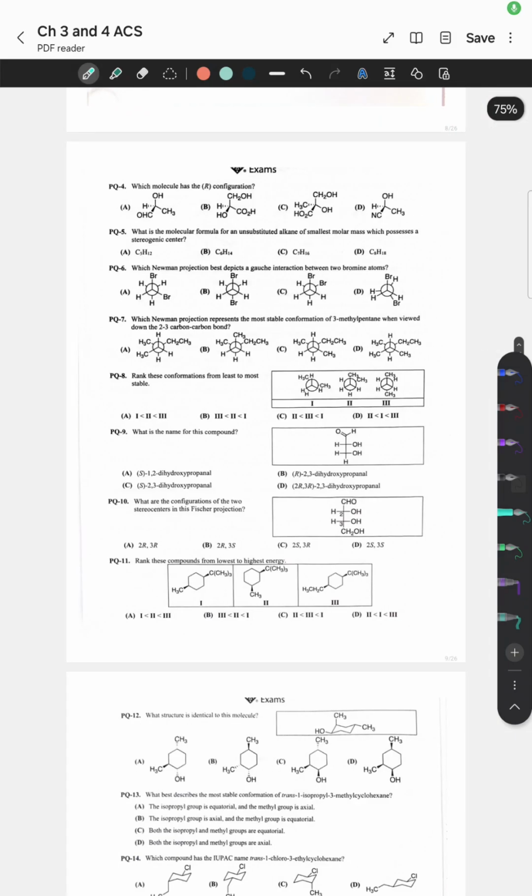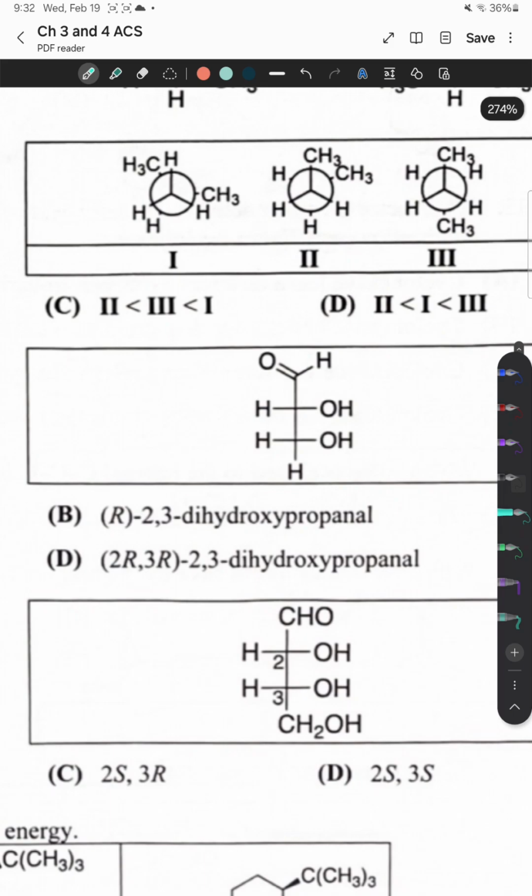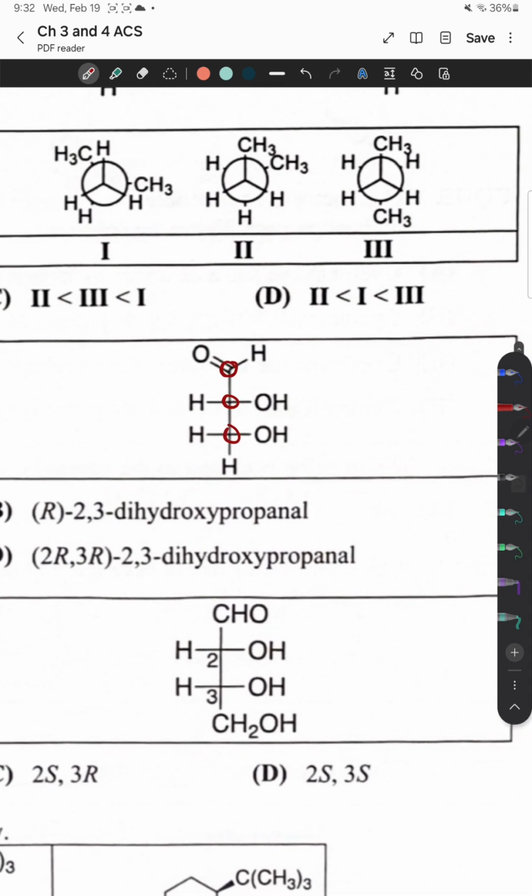Everyone, I'll be doing question 9 from chapter 3, and it asks what is the name of this compound, so the IUPAC. Now let's start by identifying the largest carbon chain. 1, 2, 3, so that's a propyl, well since it's the main chain, propane.